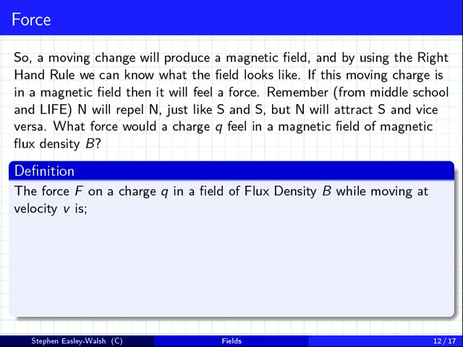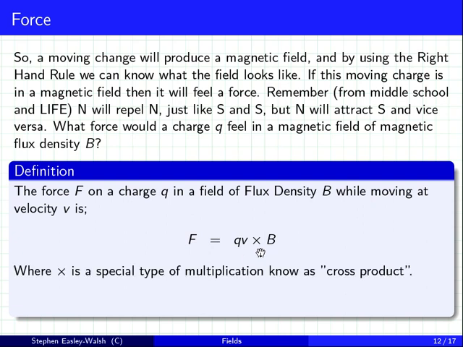To calculate the force on the charge in the magnetic field is equal to Q V times B. That times is a special multiplication because the v is a vector and the B is also a vector. So although the calculation is q times v times B, there is a way to work out the direction here if you have two vectors multiplying each other, which we haven't talked about yet.